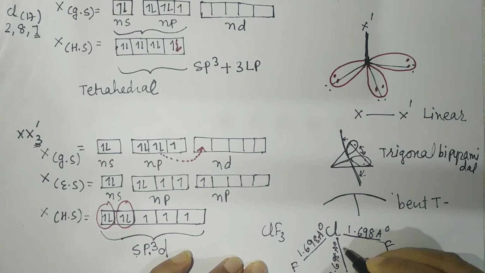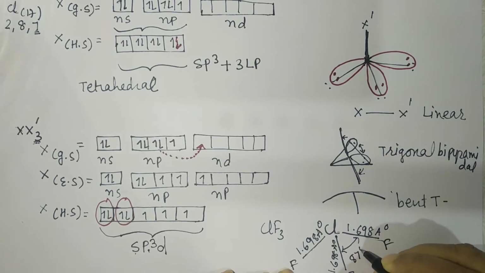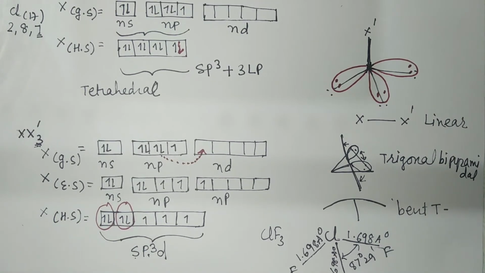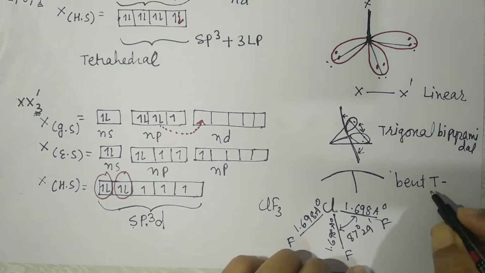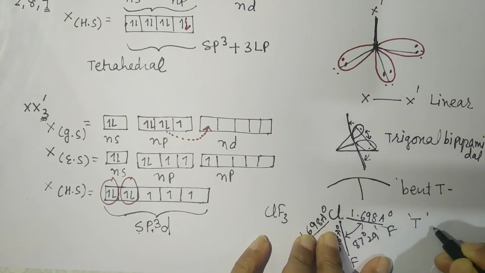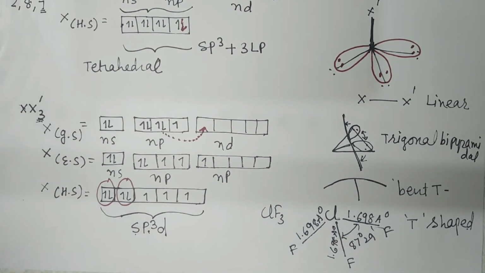Now the bond angle here, it should be actually 90, but it decreases, so it becomes 87 degree and 29 minute. So this is the structure of ClF3. And the type of hybridization here is actually trigonal bipyramidal, but because of the lone pairs, it becomes bent T, or you simply call this as T-shaped. Let us move on to the next interhalogen compound.